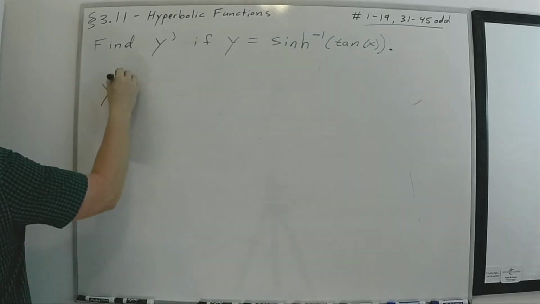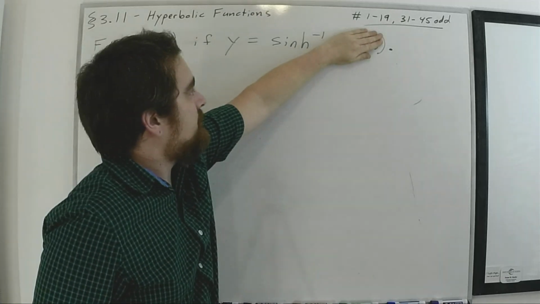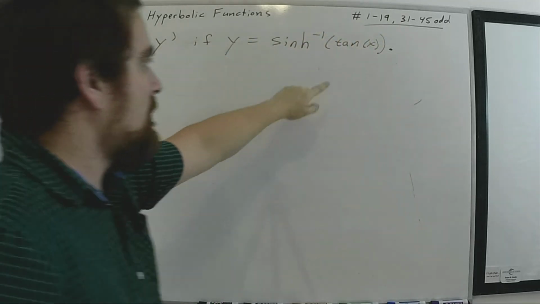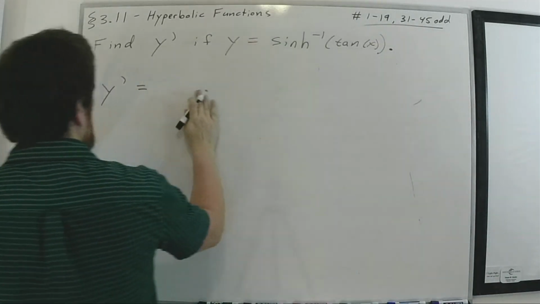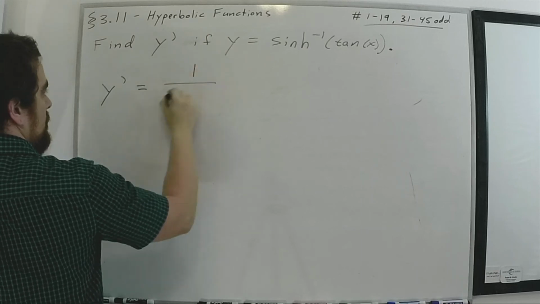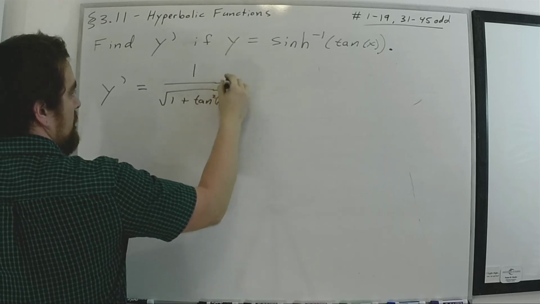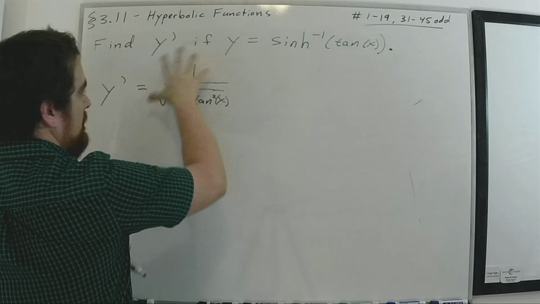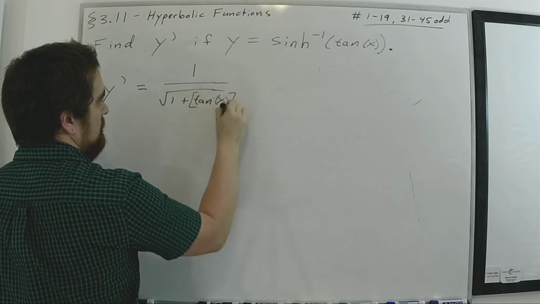So we want to be careful here. We need to find our sine hyperbolic inverse derivative. Who cares about the inside right now? That is the outer function. So in order to differentiate that outer function, I need to find the derivative of sine hyperbolic inverse, which tells us to do 1 over the square root of 1 plus tangent squared of x, which means I've just differentiated the outer function with the inner function simply plugged in. And again, this notation means tangent x squared.